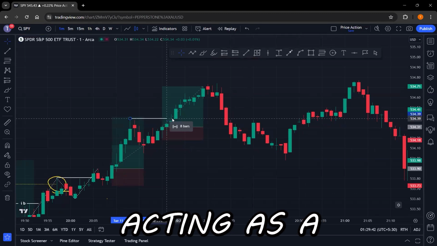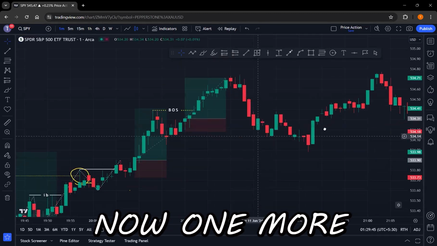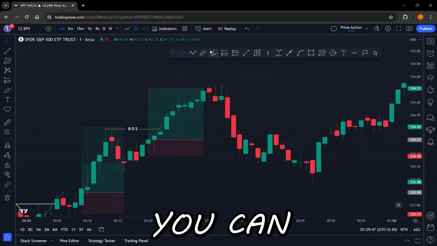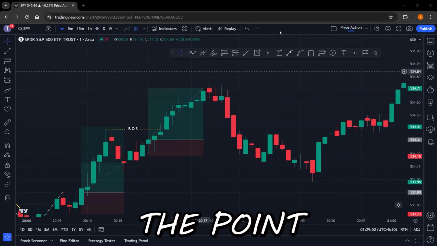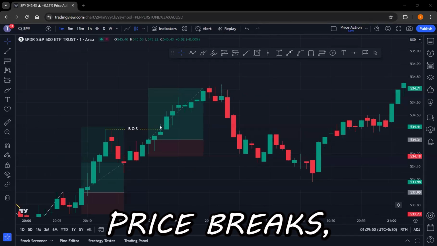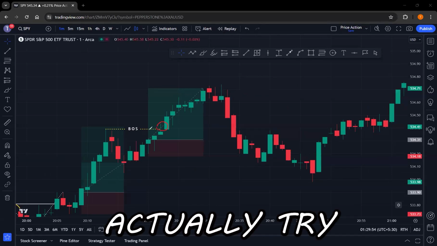So this will be acting as another breaker structure over here. Okay, now one more interesting point, as you can see over here, is that as soon as the price breaks this resistance over here, first the price actually tried to sweep it.